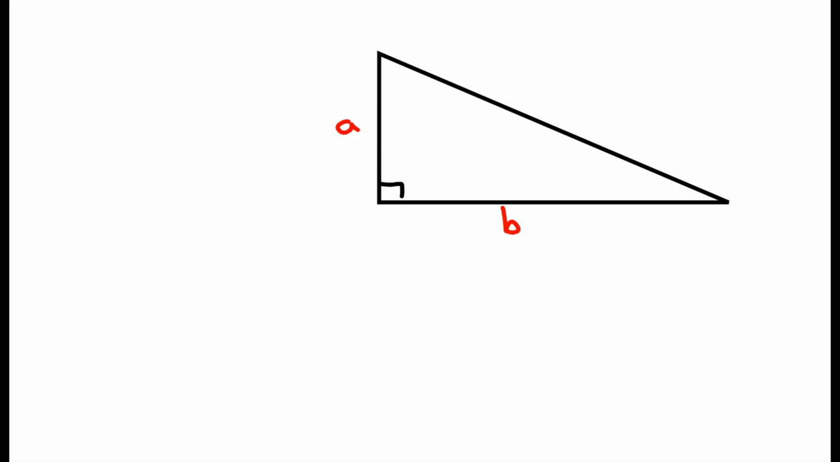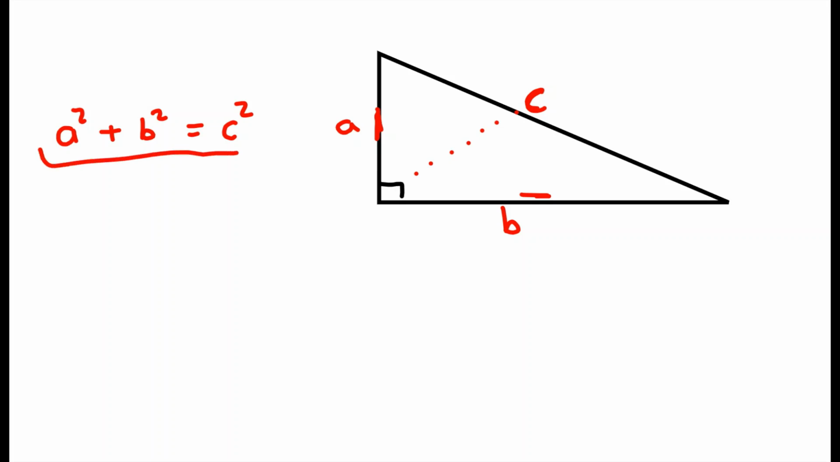Now these don't matter which way around they go, so I could call this length here A and this length here B if I wanted to. But it does matter where C goes. Now C is always the longest side, and it's the one opposite the right angle. Now, Pythagoras' theorem states that if we square the two smaller sides, it actually equals the square of the larger side. So using this formula, if we've got two of the sides, we can find the third.